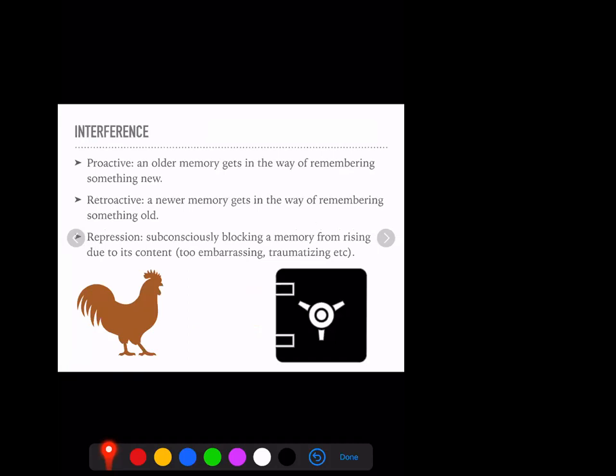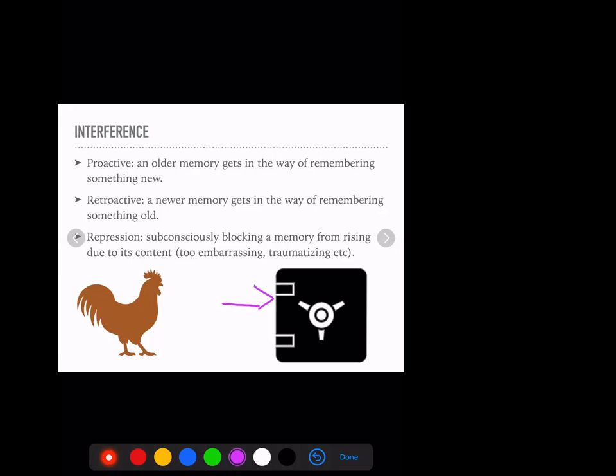Interference is the next thing I asked you about, what causes problems with memory. So the first is proactive interference. An older memory gets in the way of remembering something new. So this is a bank safe, but I was going to talk to you about your lockers. Last year, you got a locker combination, and it was a new one. Over time, you learned that new locker combination.